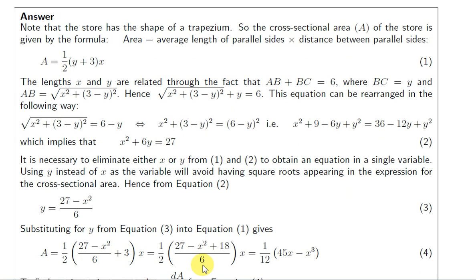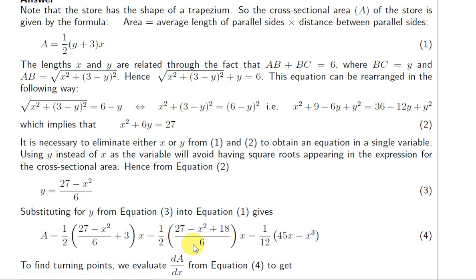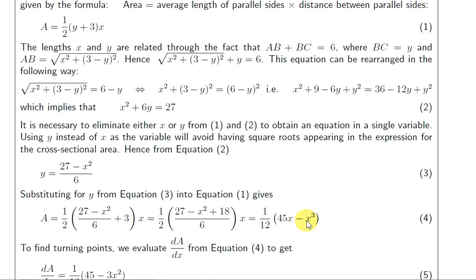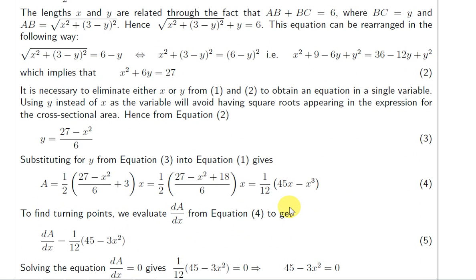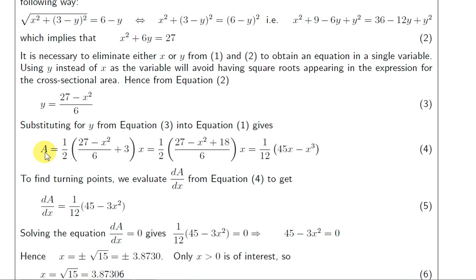3 is the same as 18 over 6. We can take out 6 here to get 1/12, and simplifying we get the area as a function of x. So for different values of x, we'll get different values of A. Obviously, we're interested in the value of x that maximizes the value of A. So from previous videos, we know that the value of x that maximizes or minimizes a function is the value of x for which the derivative is 0. So we'll have a stationary point at that value of x.